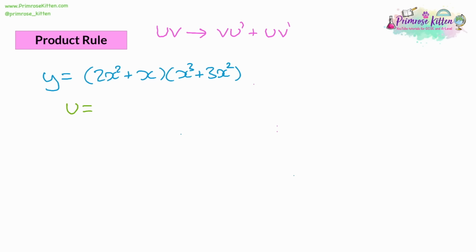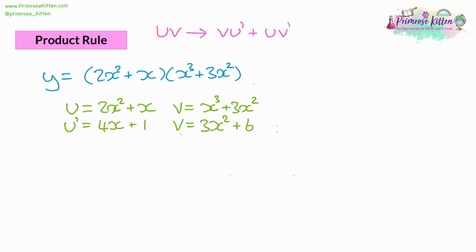So u is going to be our first bracket, 2x squared plus x, and v is going to be our second bracket, x cubed plus 3x squared. And with a little dash, all that means is you differentiate it. So u dash, 2 times 2 is 4, reduce the power by 1, and the x is going to differentiate to 1. Same thing with v. 3 times, there was no number, so just have the 3, reduce the power by 1. 3 times 2 is 6, and reduce the power by 1. And so we've got our letters, and we've got our differentiated version of the letters.